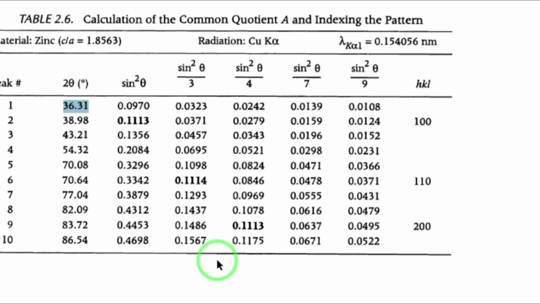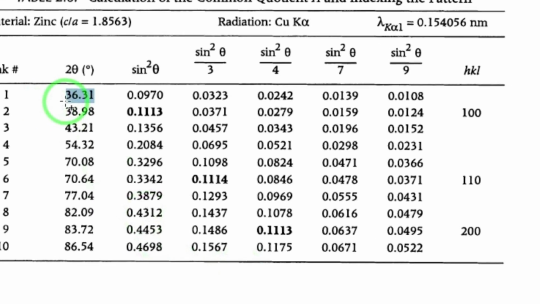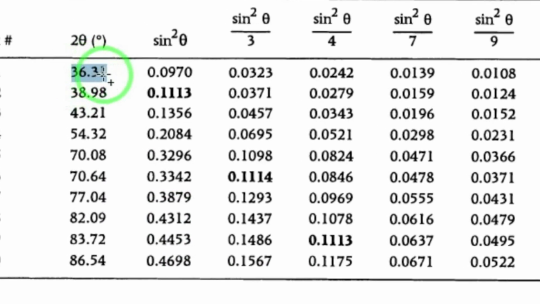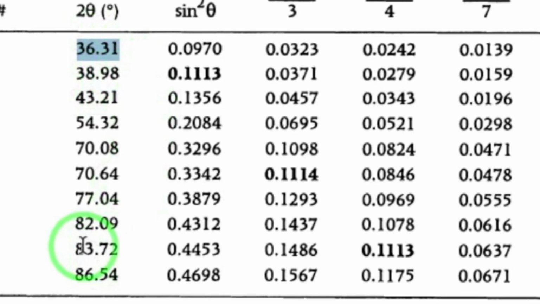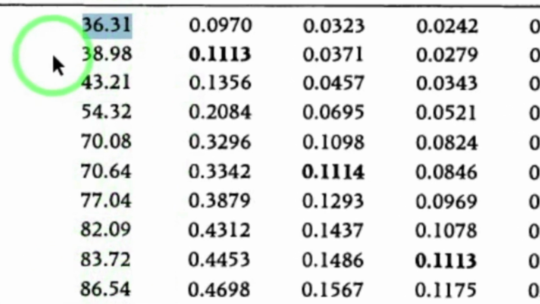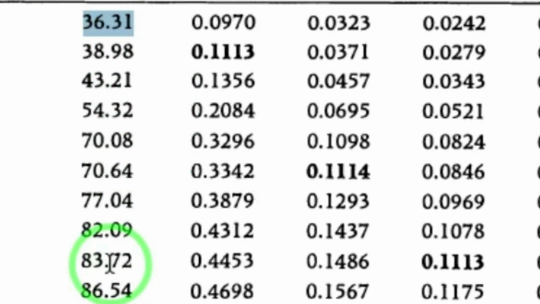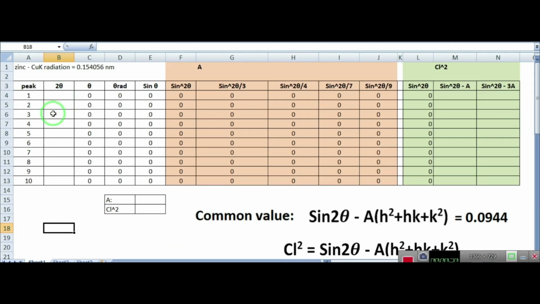Okay. From this reference book, I am going to take the XRD characteristic peak positions. Those are 36.31, 38.98 up to 86.54. I am going to take the peak positions of nearly 10 peaks. This is the data I am going to take from that book. I am going to insert these values in the Excel sheet. Over here the corresponding sin theta values will be displayed. These are the sin square theta values.